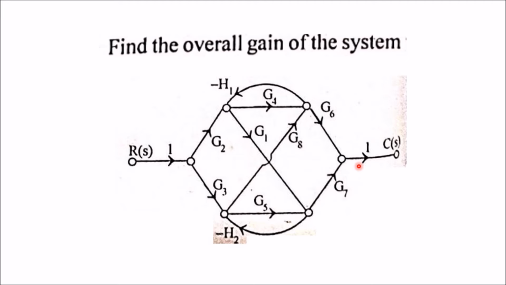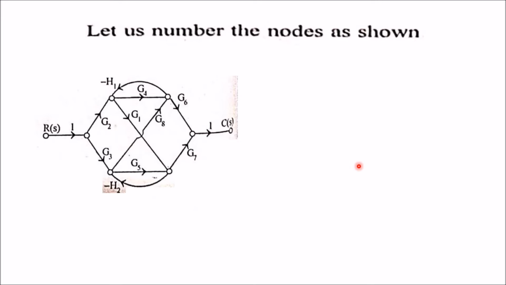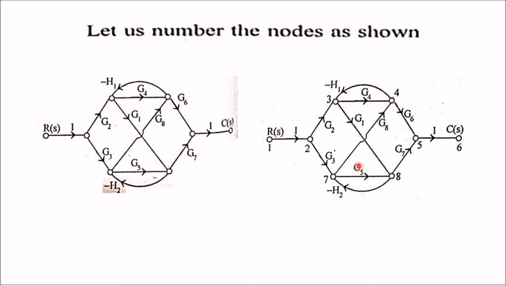So first, when you see the signal flow graph, first you do one thing. You just rename the nodes. Let us number the nodes as shown. So the signal flow graph can be numbered in this way. I started from here: node 1, node 2, node 3, node 4, 5, 6, 7, 8. You can take your own notation also.